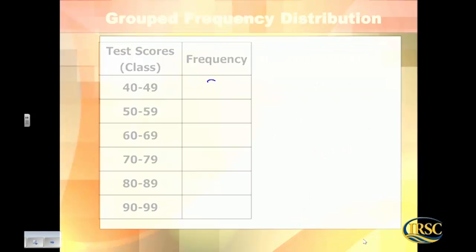Okay, 3, and then the 50s, 6, 60s, another 6, 70s, 11, in the 80s, 9, and the 90s, 5. Okay, add those up. Does that add up to 40? Yes. Okay, good. It does add up to 40, so that's your check to make sure that you have all the numbers in there.